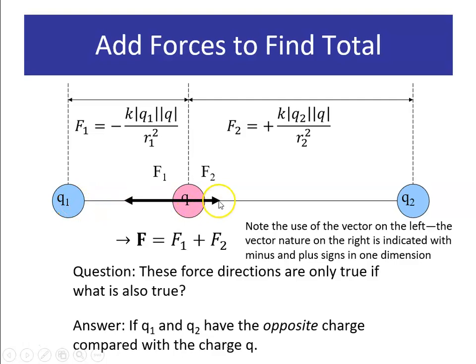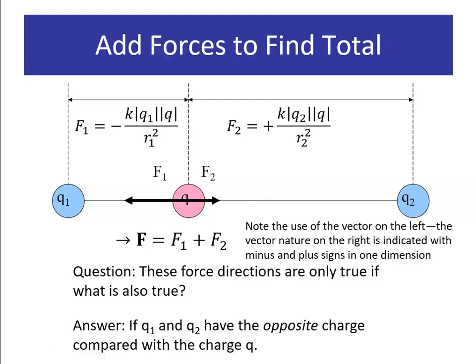If that is not the case, then these will not be attractive forces. For example, if our pink charge was positive and Q1 was also positive and Q2 was negative, then the force from charge 1 would be the same magnitude that we have right here. In other words, the arrow would have the same length, but it would be pointed toward the right, because like charges repel and opposite charges attract.